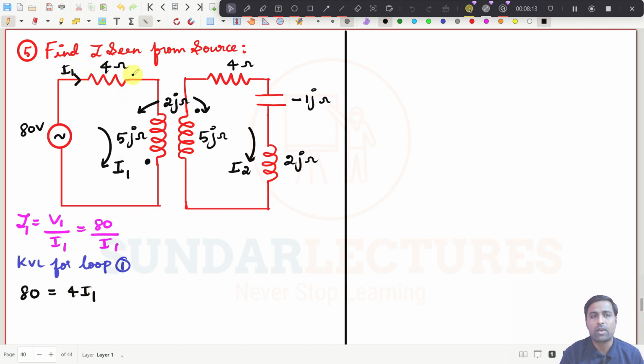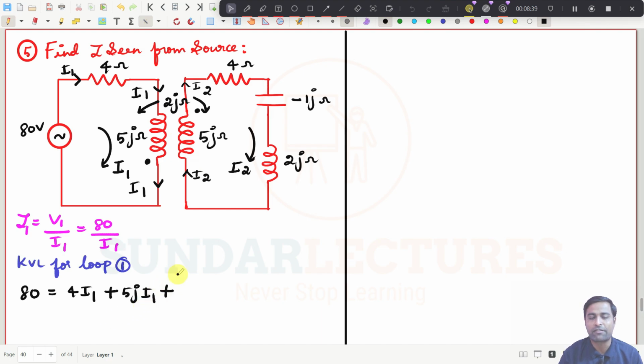And I need to write the self-induced EMF. See, current is travelling like this. This is I1, and this current is I2. I straight away put plus 5j into I1. That is self-induced EMF, and I need to see the mutual induced EMF. See here, this current is leaving the dot here, and this current is also leaving the dot, right? This is I2. So both are leaving the dot.